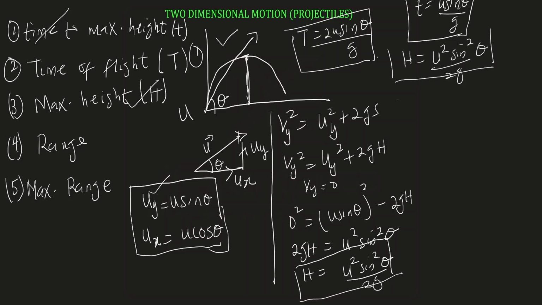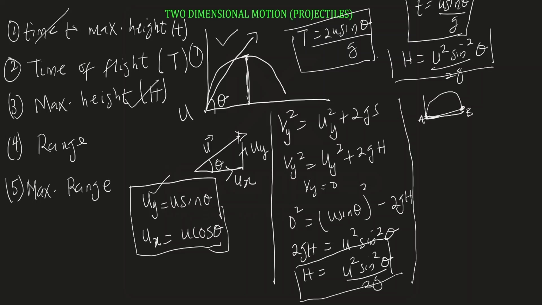Now let's discuss range. What is range? The range in a projectile motion is the horizontal distance covered by the projectile. So if you throw an object this way and then it lands here, this horizontal distance, the distance between this point A and this point B on the ground level, is called range. So range is horizontal distance. Since range is horizontal distance, then we should use the horizontal component of the velocity.